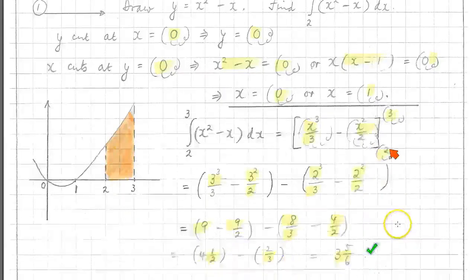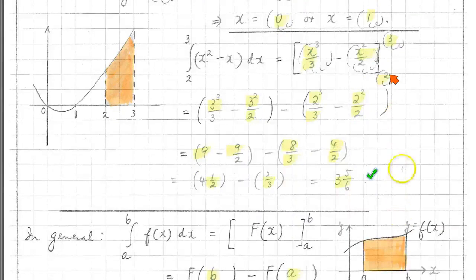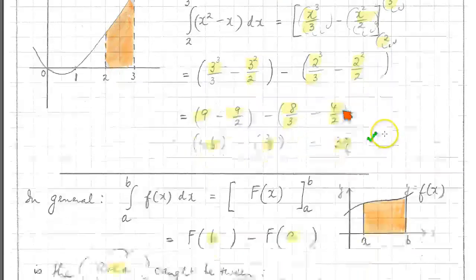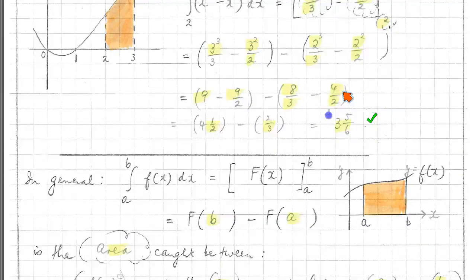All right, how did it go? Well, if you put the 3 in, you're going to get 3 cubed over 3. That's 27 over 3, which is 9. And then you've got take away 9 over 2. Same goes with the 2. You're going to get 2 cubed over 3, which is 8 over 3. Work out each of those brackets using your calculator and subtract the 2 answers. The first bracket is 4.5. The second one's 2/3. Subtract that. That area is 3 and 5/6. Right. I hope you got that.